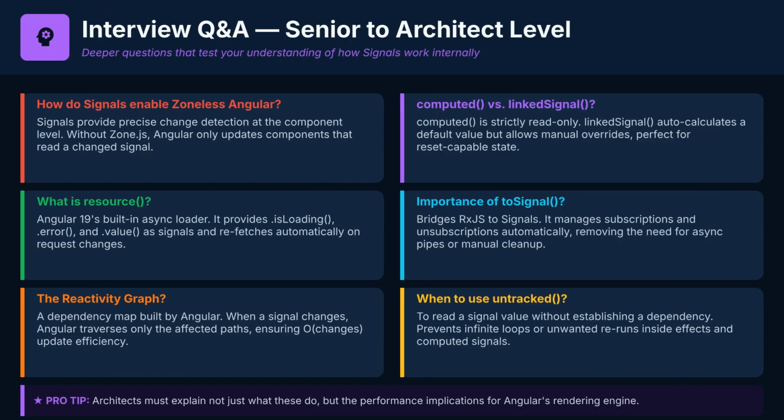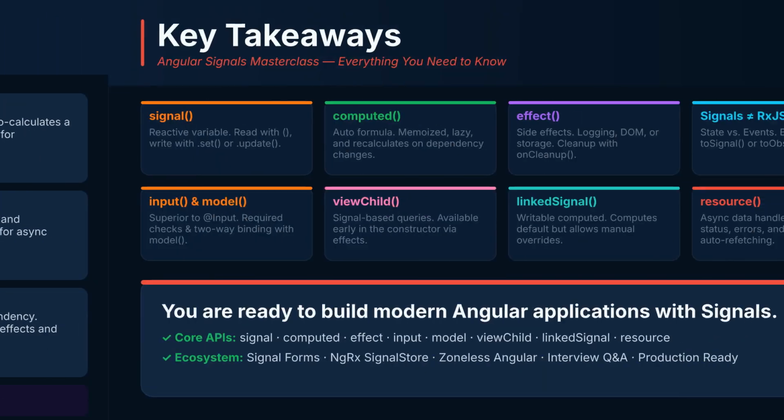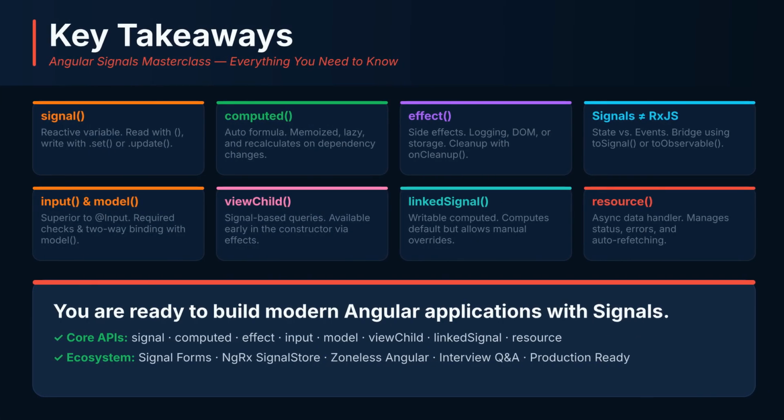Module 11 explores Resource for async data loading. Resource is Angular's built-in solution to load async data, automatically managing the loading, error, and data status as signals. Resource automatically gives you signals for .value, .isLoading, .error, and .status. A key feature is auto-refetching. When the request signal changes, Resource automatically triggers a new HTTP call.